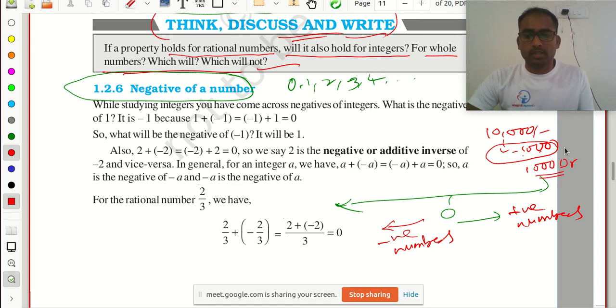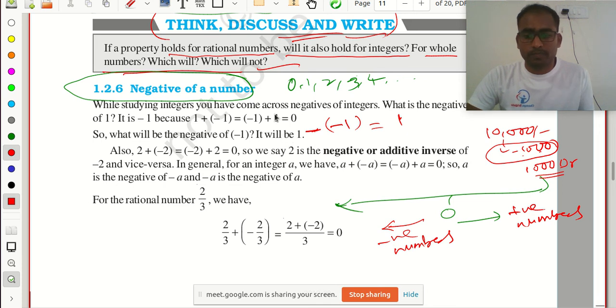So now what will be the negative of minus 1? What is the negative of minus 1? Minus 1 is here, and what is its negative? Minus into minus is how much? We will have a plus 1.